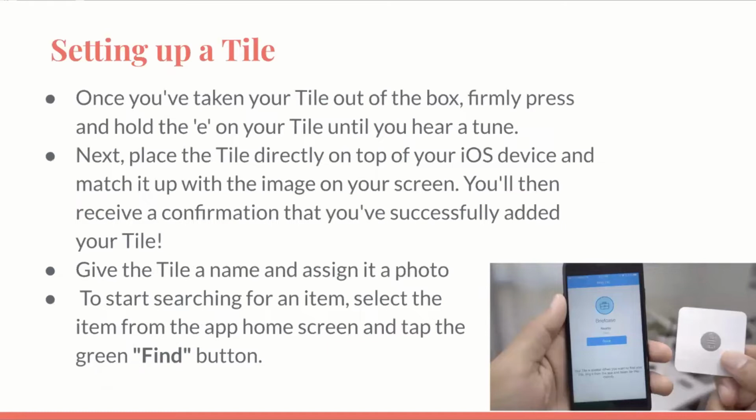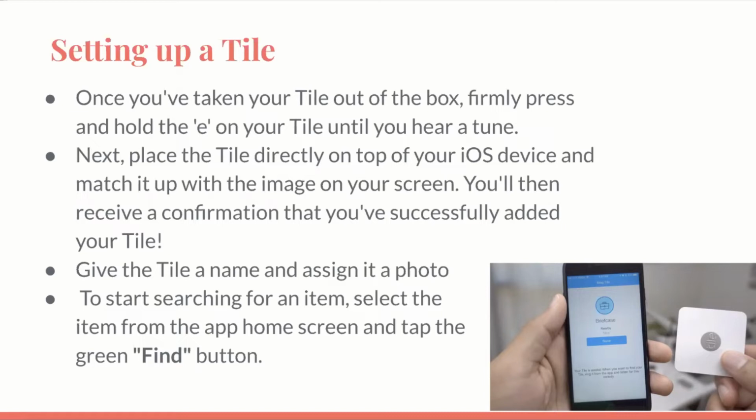Next, you want to actually set up the product and attach it to your items. Once you've taken your tile out of the box, you want to firmly press and hold the logo on the tile until you hear a tune playing. Next, you place the tile directly on top of your iOS device, and then you match it up with the image on your screen, and you'll get confirmation that you've successfully added your tile, and it will begin to work. You then give the tile a name and assign it a photo.